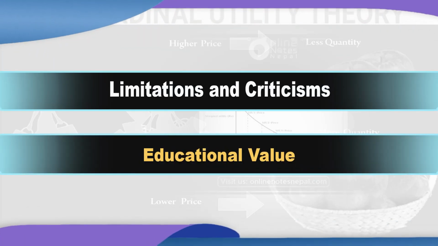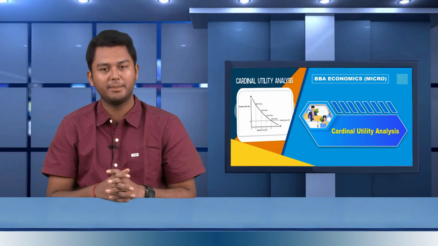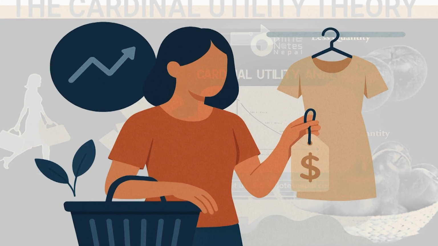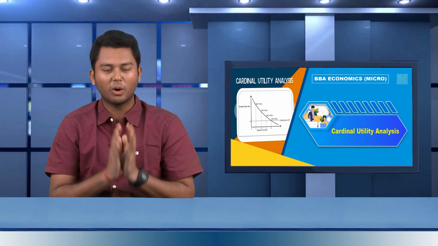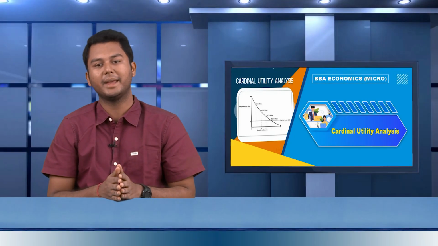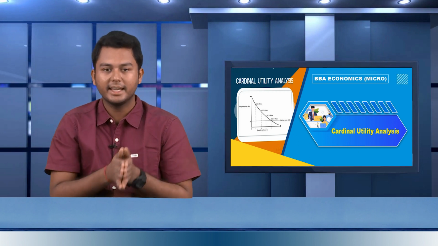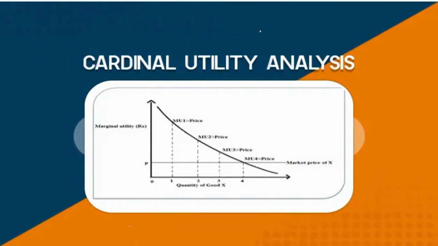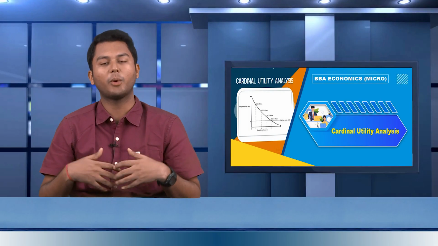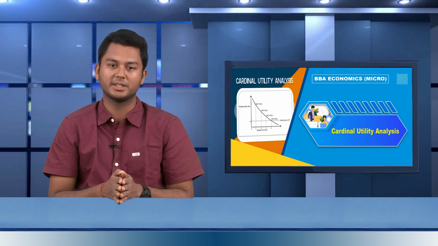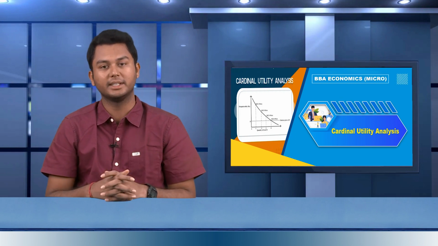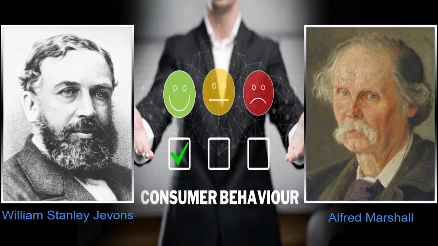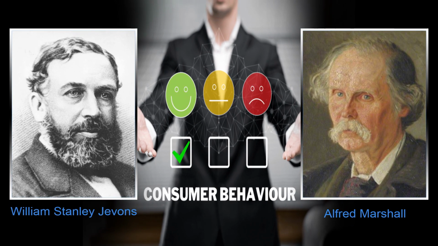If we look at the educational value of this, for students of BBA particularly, cardinal utility theory provides an accessible introduction to consumer theory. Its concrete approach with measurable utility makes abstract economic concepts easier to understand before moving on to more sophisticated approaches. Understanding this theory also helps students appreciate why economists develop alternative approaches and what problems these new theories solve. It provides historical context from the evolution of economic thought and consumer behavior.